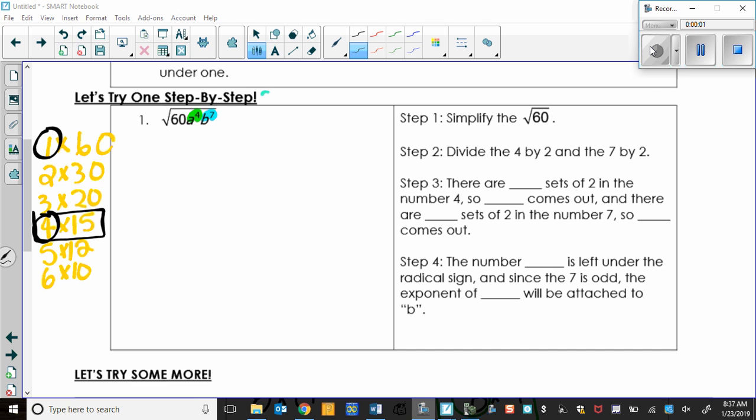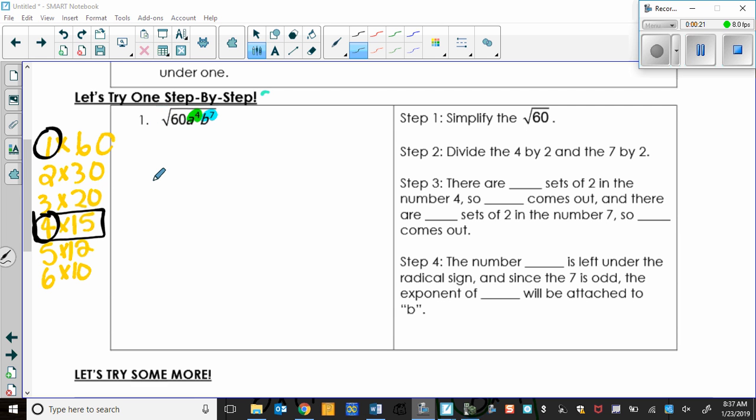Hi class, I'm going to talk in this video about how to simplify monomial expressions. I went ahead and already showed you the different combinations to get 60 because that is the first step. This is the same thing that we've learned in the past. So that's basically the first thing that you want to do. You want to simplify the number that's inside of the radical.